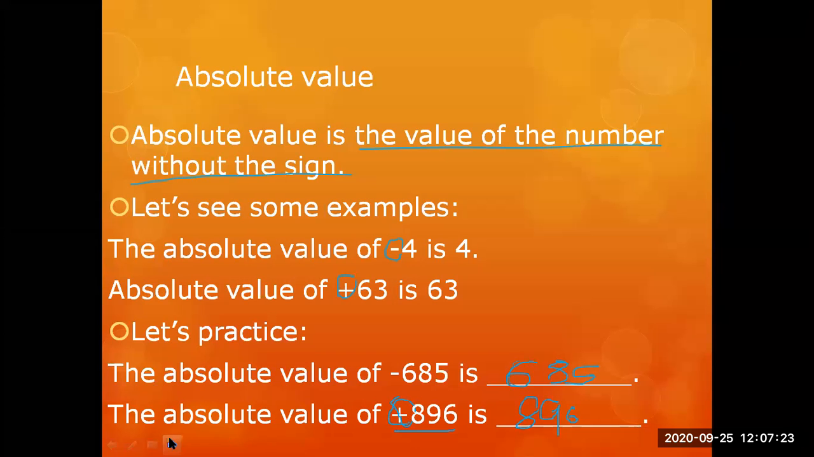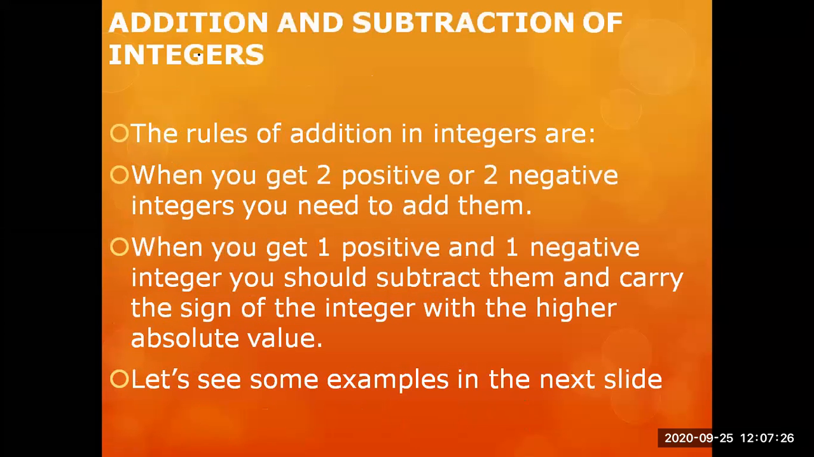Now let's move on. The next is addition and subtraction of integers. So, we have some rules for addition in integers. When you get two positive integers, you need to add those two positive integers. And the same goes for negative integers.